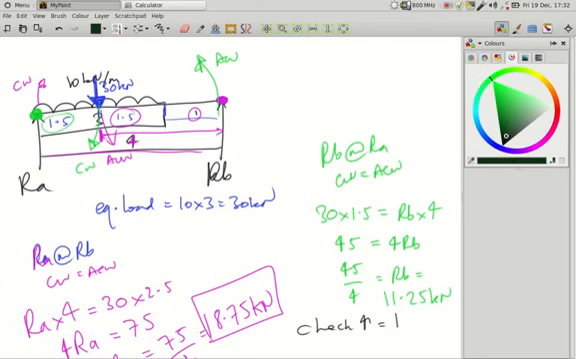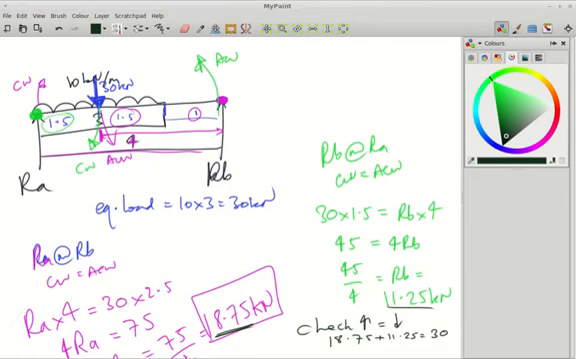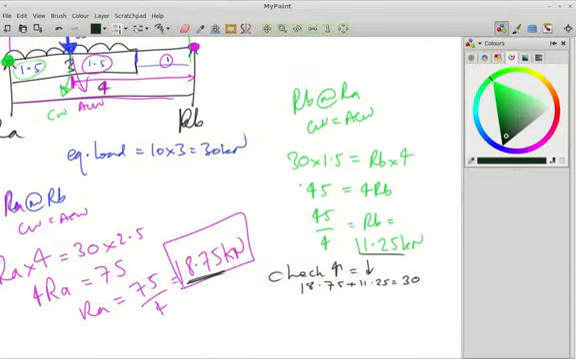Up equals down. So up we've got 18.75, add on 11.25, has to balance 30 kilonewtons, because that's the UDL times 3. So it's 10 kilonewtons times 3 metres. 18.75 add 11.25 does indeed add up to 30. So 30 up balances with 30 down. So that's correct.